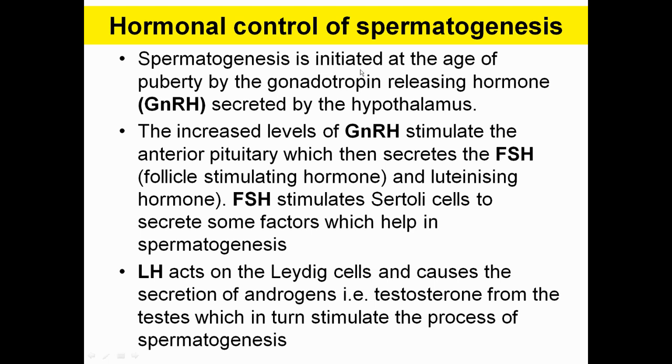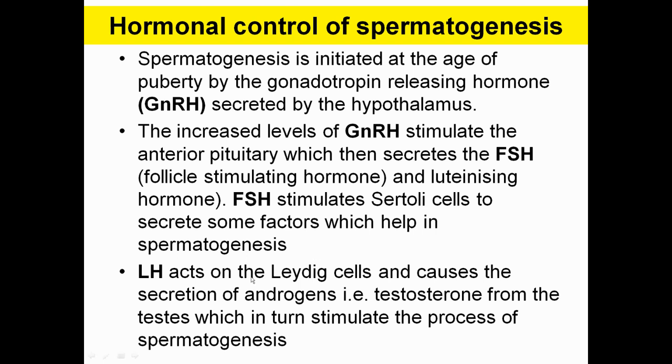Spermatogenesis is initiated at the age of puberty by the gonadotropin releasing hormone, GnRH, secreted by the hypothalamus. The increased level of GnRH stimulates the anterior pituitary, which then secretes the follicle stimulating hormone and luteinizing hormone. Follicle stimulating hormone is going to stimulate Sertoli cells to secrete some factors which help in spermatogenesis.